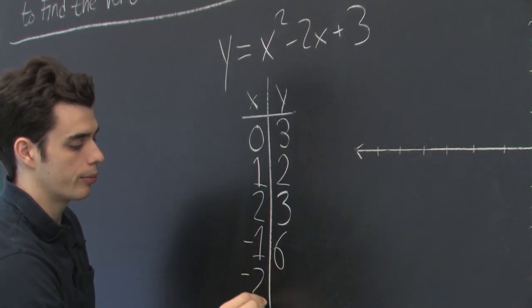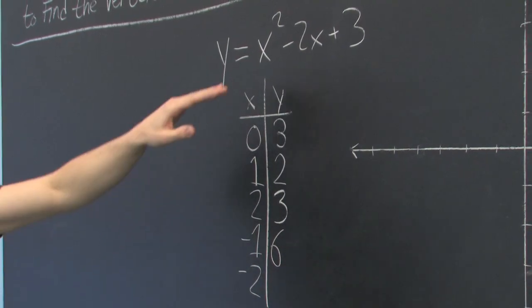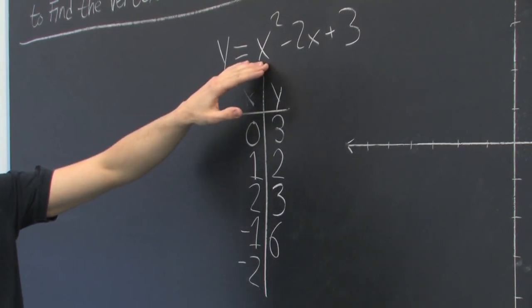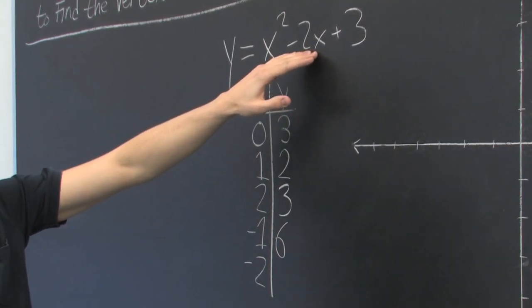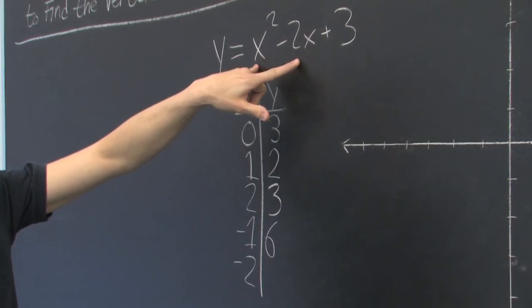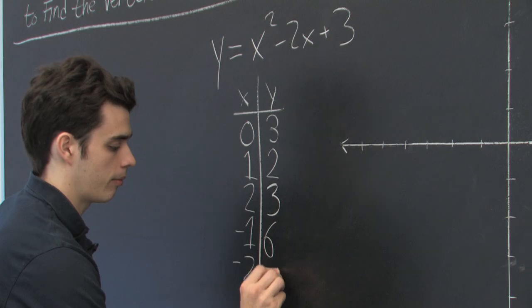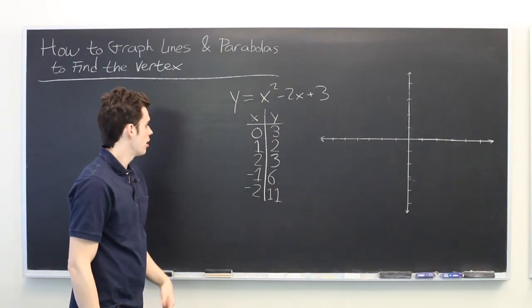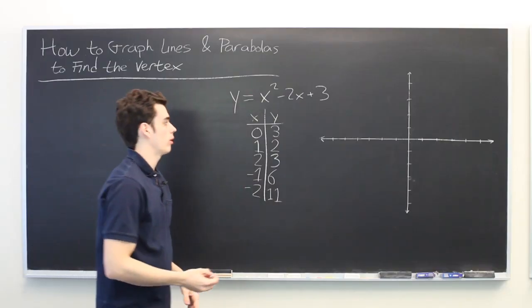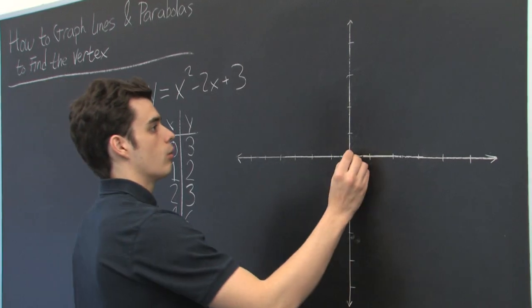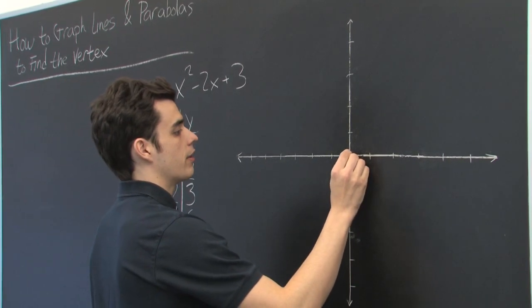How about negative 2? Negative 2 squared is 4. Minus 2 times minus 2 is plus 4. 4 plus 4 is 8. Plus 3 is 11. Okay, that gives us a good number of points to work with. We'll go ahead and start putting them on our graph.